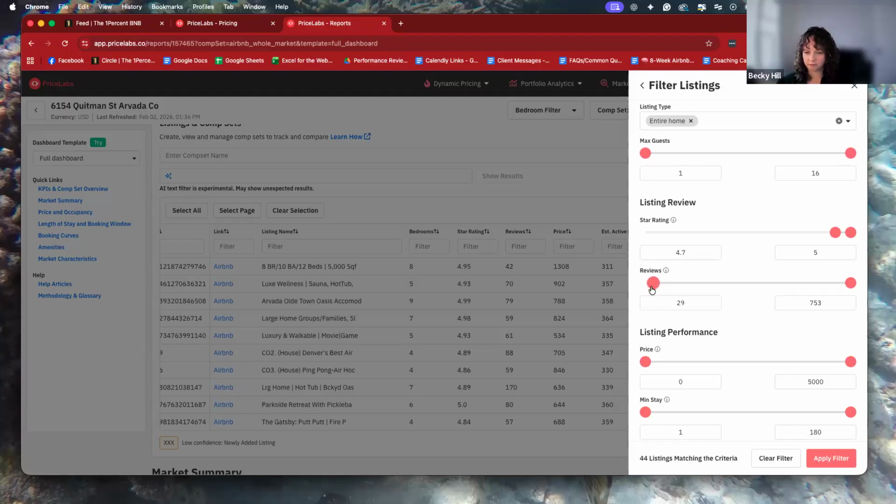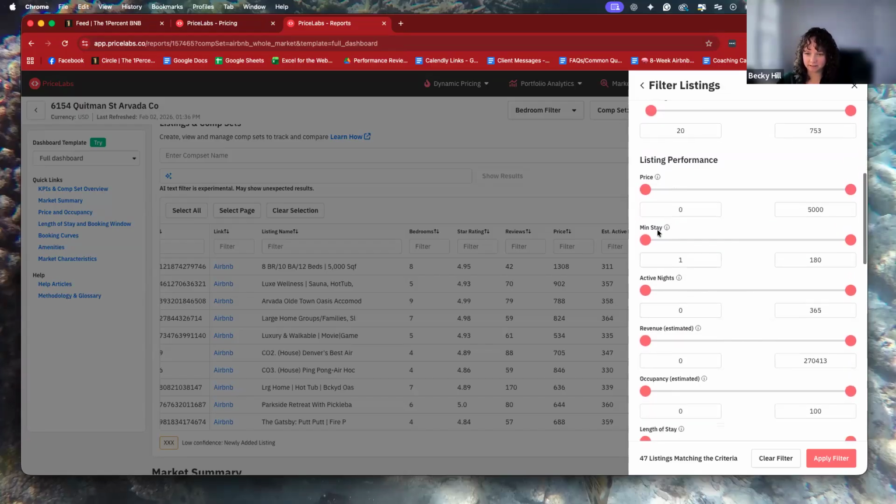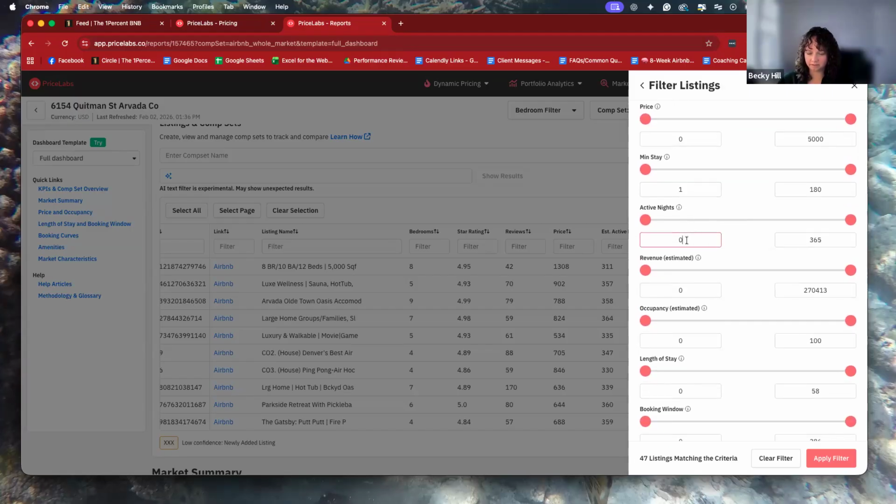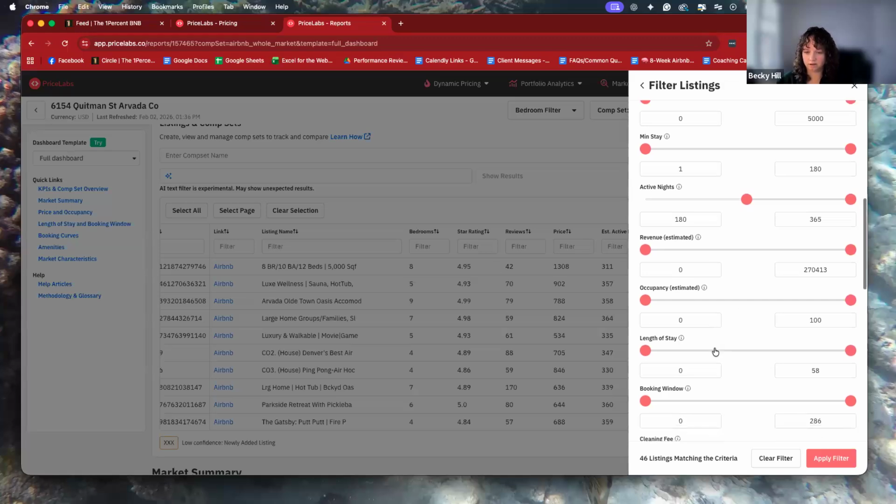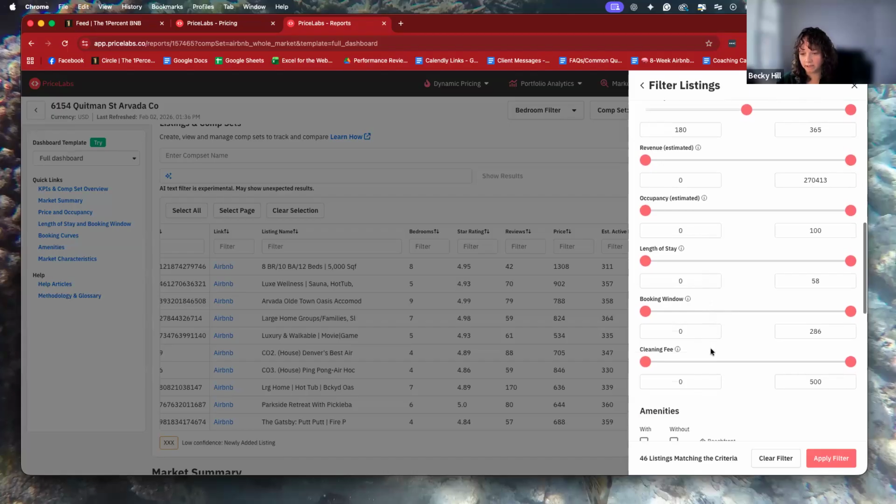For reviews, I want 20 or more reviews, same as I do on Airbnb. Doesn't super matter on the exact number. It's probably just there. That's easier. Price doesn't matter. Minimum stay doesn't matter. Active nights, I want 180 active nights a year. That means if they're active for at least 180 nights a year, then their estimated revenue is more likely to be accurate.